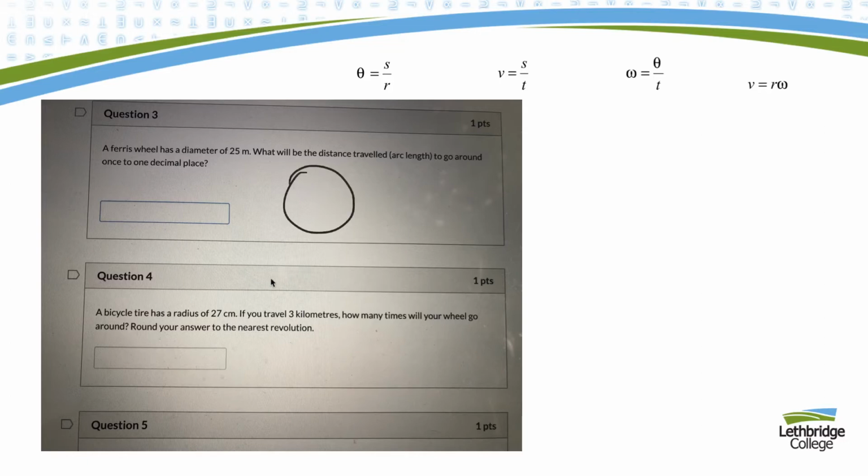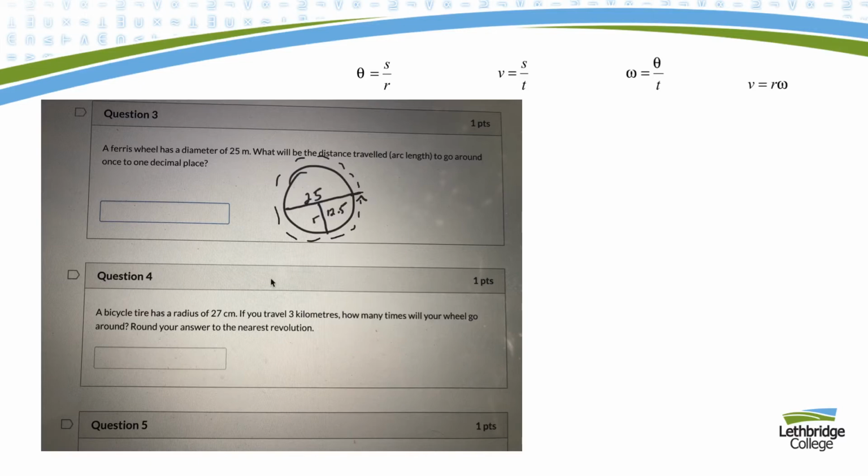The Ferris wheel has a diameter of 25. So 25 is the whole way. To go halfway then, that's 12.5, and that'll be the radius. And it says, what will the distance traveled be to go around once? So if they start here and they go all the way around, they want to know how far that is.